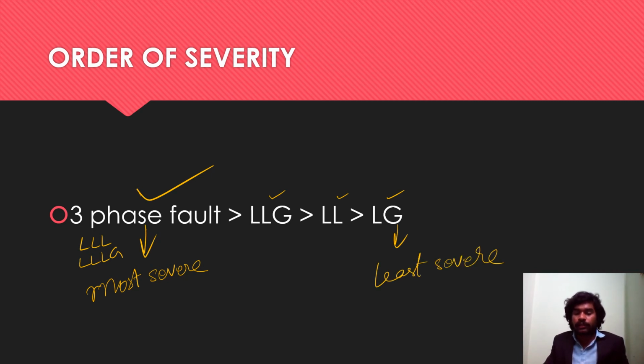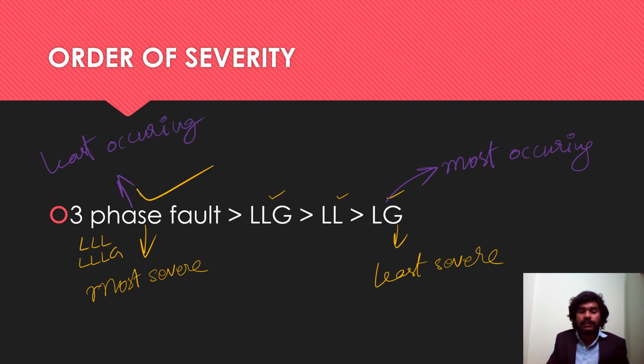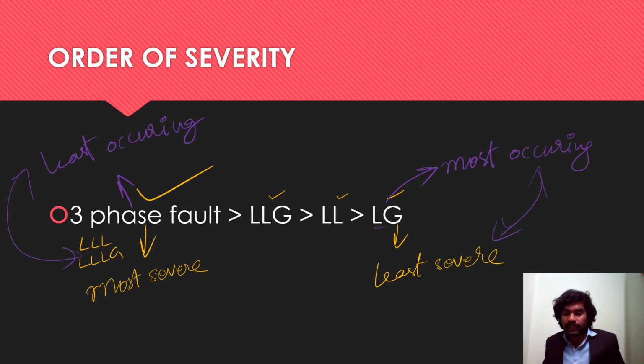And when we talk about the frequency of occurrence, the LG fault is the most occurring and three-phase faults are the least occurring. Please understand this, the difference between occurrence and severity. LG faults are the most occurring but they are the least severe. Three-phase faults are the least occurring but the most severe faults.